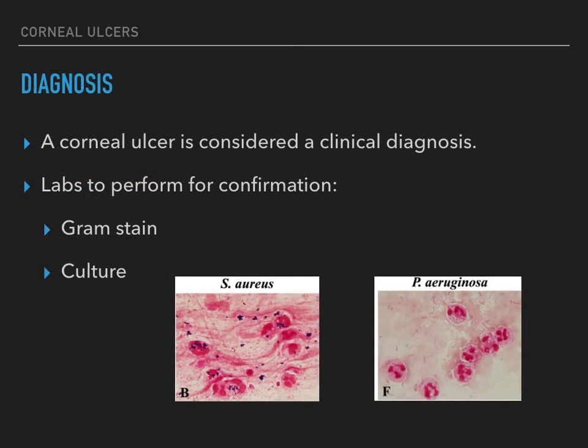Even though corneal ulcers can be diagnosed clinically, they can be confirmed with either a gram stain or a culture of the microbes. The gram stain will primarily show what bacteria is affecting the ulcer. The culture can show not only the type of microbe affecting the eye, but antibiotics that the microbe is susceptible to. This helps with the treatment plan and ultimately ridding the cornea of the bacteria.